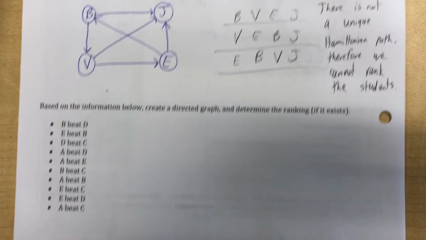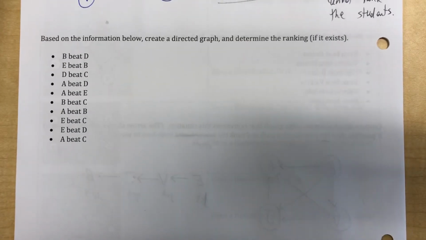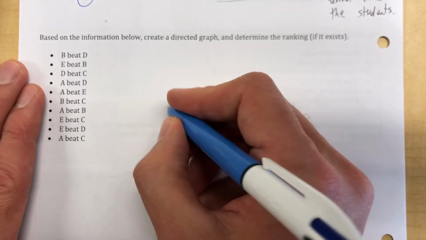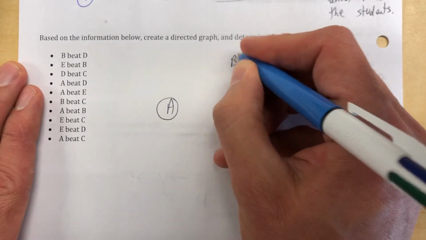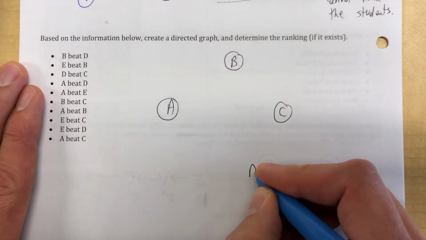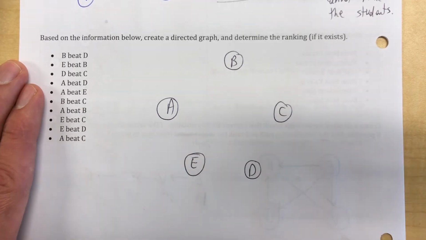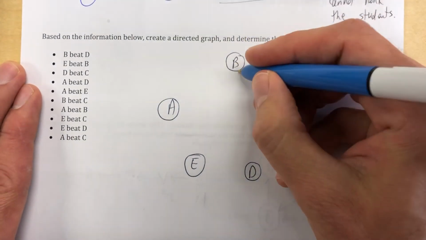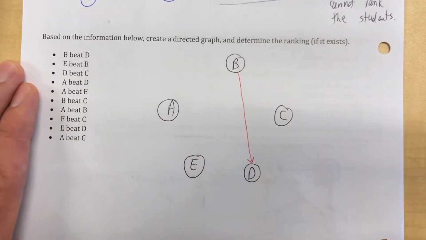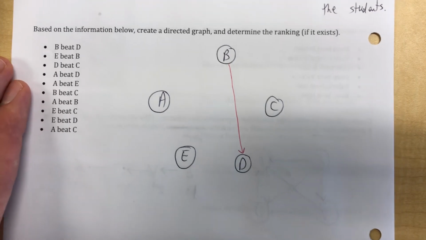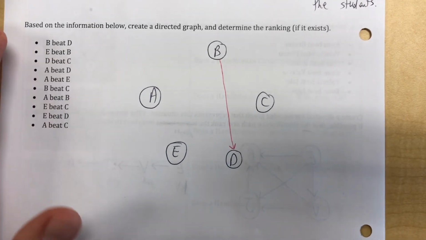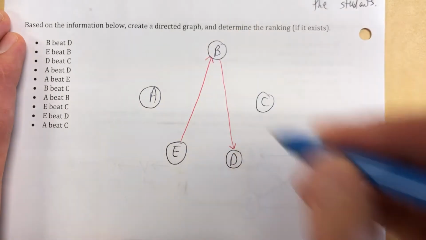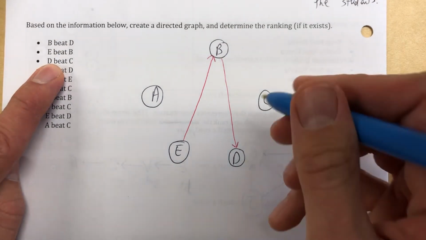Okay, one more. Based on the information below, we're going to create a directed graph and determine the ranking if it exists. If you read through this, you're going to have 5 letters, A, B, C, D, and E. And I should have been doing this all along. Let's switch colors for the arrows. B beat D. This is going to take a minute. All right. Don't pick D first if you're going to start your path. E beat B. Don't pick B first either. D beat C.